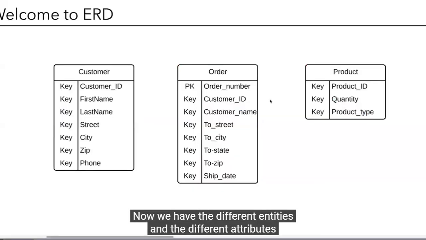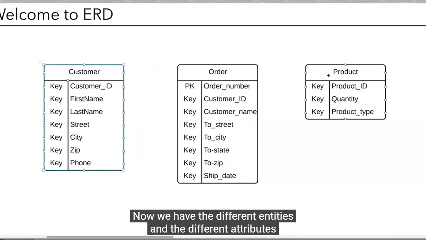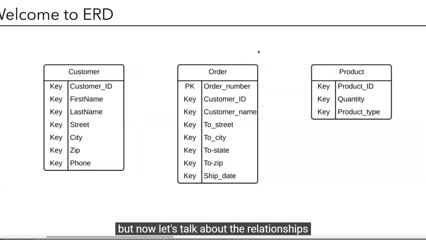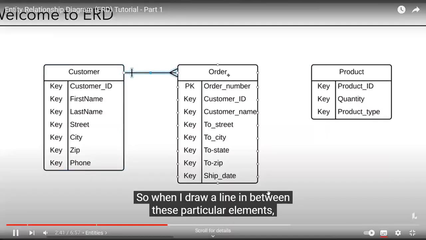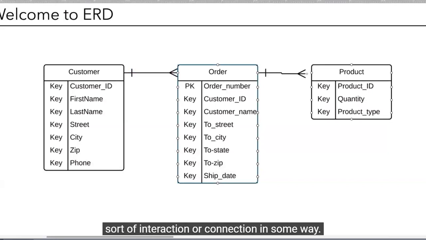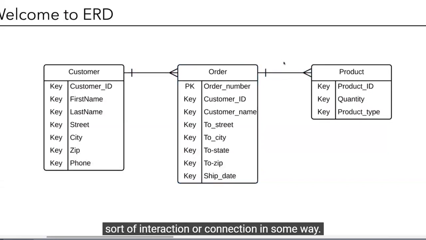Now we have the different entities and the different attributes on the screen here, but now let's talk about the relationships that exist between these different entities. The relationships describe how these entities will interact with each other, if at all, and you do that by drawing a line in between them. So when I draw a line in between these particular elements, I'm showing that there is some sort of interaction or connection in some way.